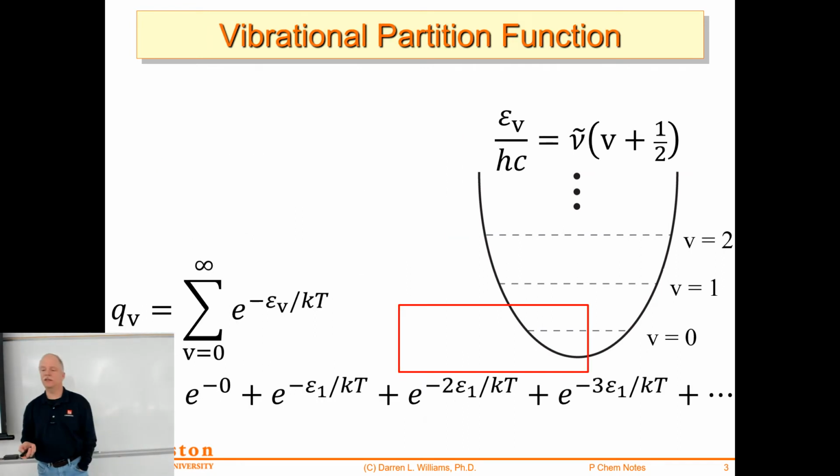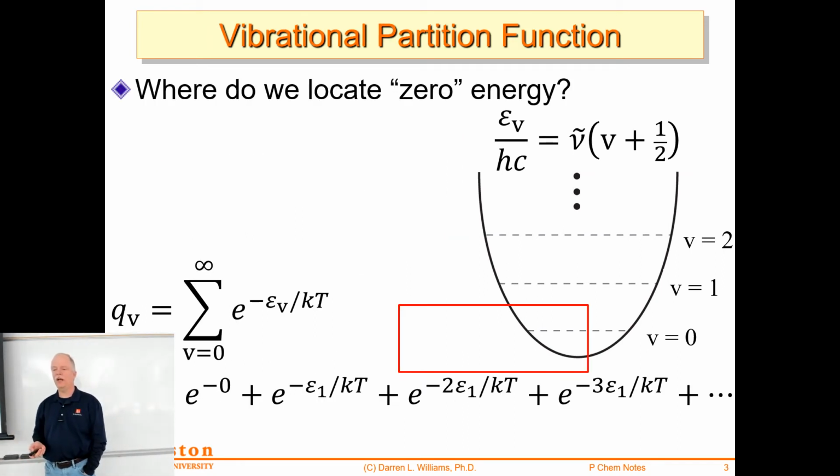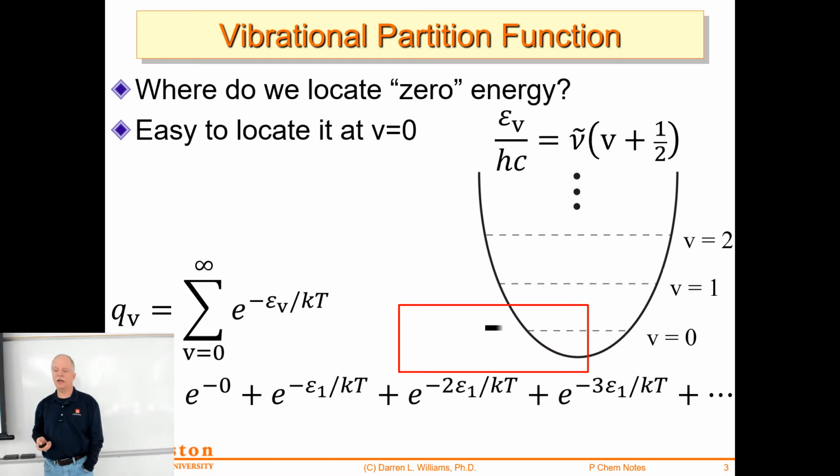So let's look at this. This is kind of interesting. There's our energy equation, and where do we put the zero? Where do we label zero? Well, there's two options actually. We could locate it at the ground vibrational state, v equals 0, and that's the traditional way to do it. And then we have v equals 1 on the next one.